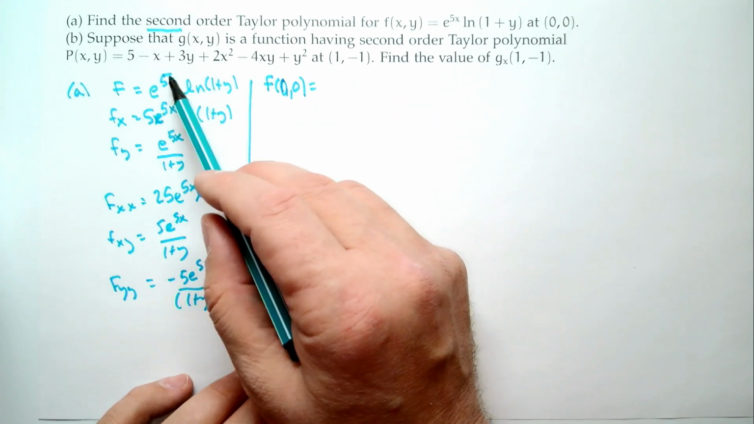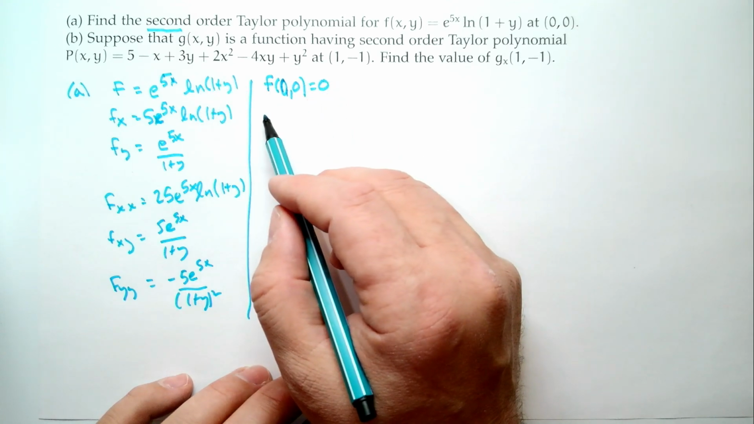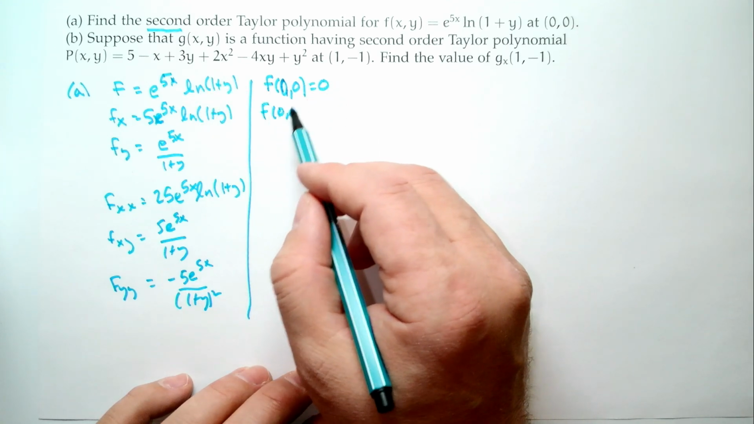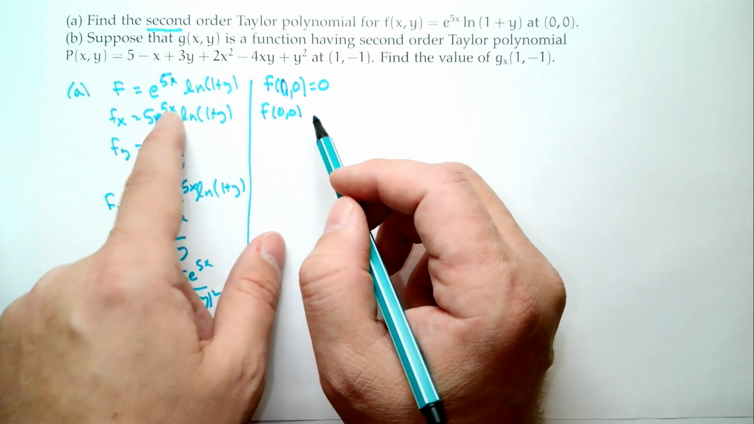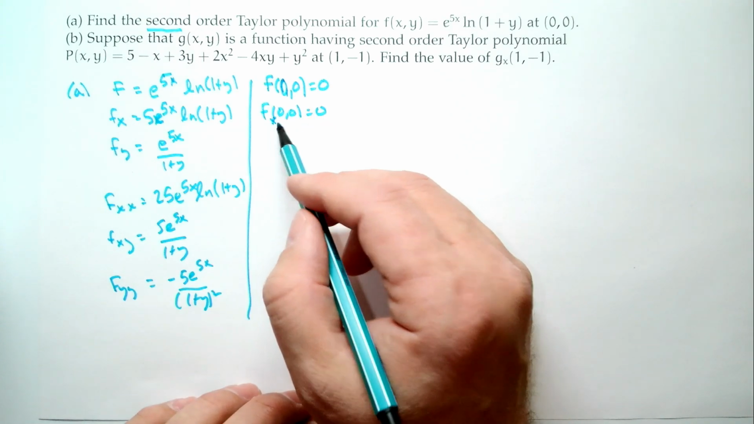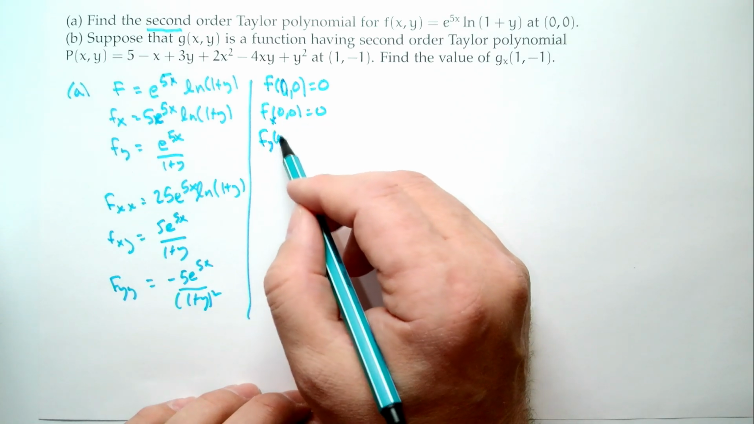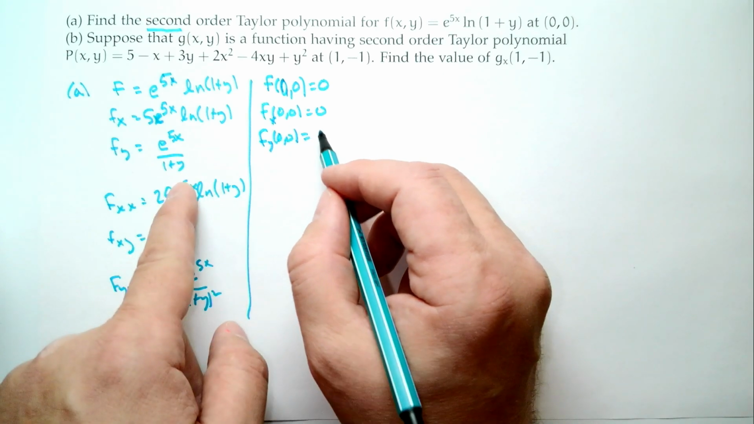You get e to the 0 times log of 1. Well, log of 1 is 0. When you plug in 0, 0 here, you're going to get 5 e to the 0 times log of 1. Still 0. So that's f sub x. F sub y at 0, 0. Finally, we get something. We get e to the 0 over 1, which is 1.